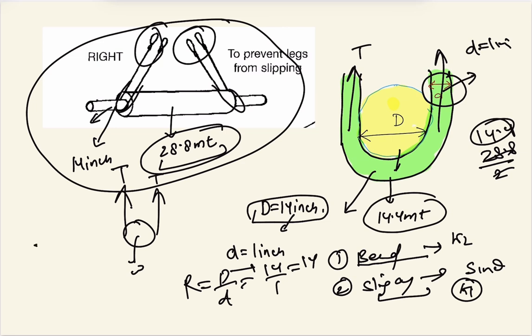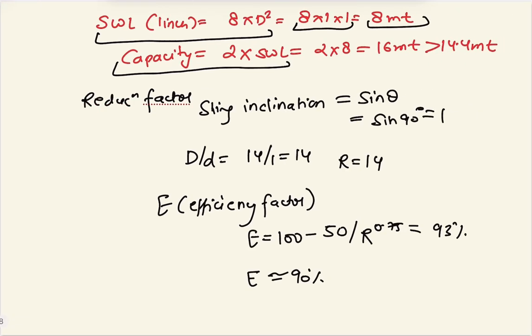So 2T is equal to W, so T is equal to W by 2. Whatever the capacity is, it is going to be double. The capacity will be 2 into SWL. It is the basic capacity if we are not considering any correction factor. The SWL of a single wire rope is 8 into d square, but it is wrapped around like a pulley system lifting the weight, so it will become 2 times. The capacity will be 2 into SWL, which will be equal to 16 metric ton.